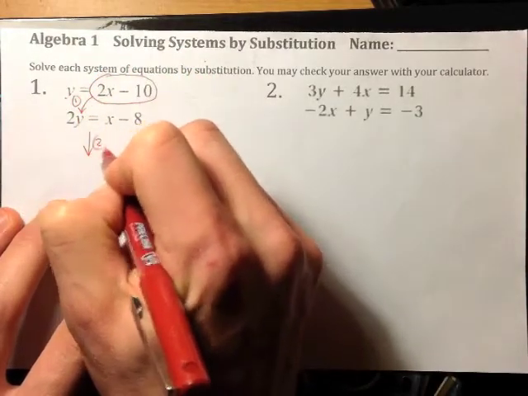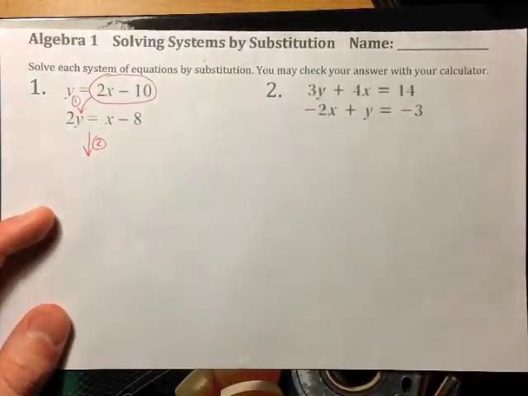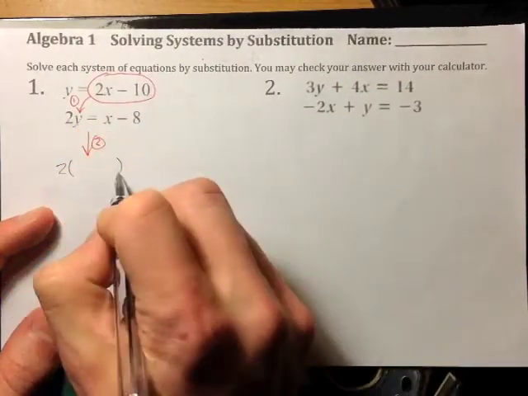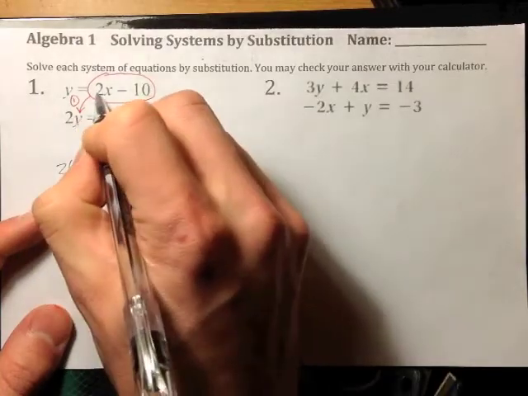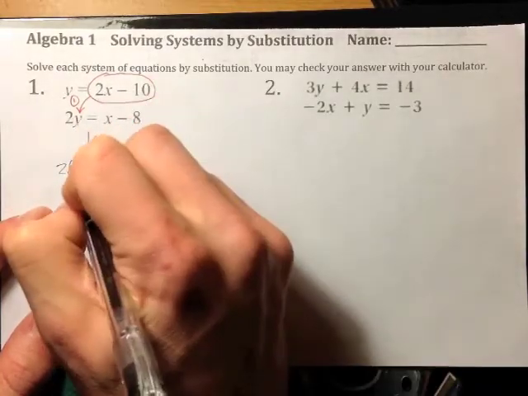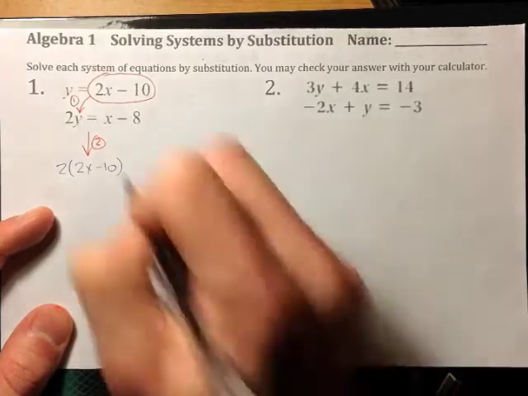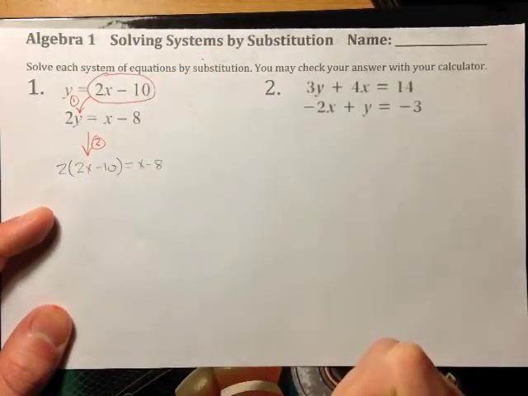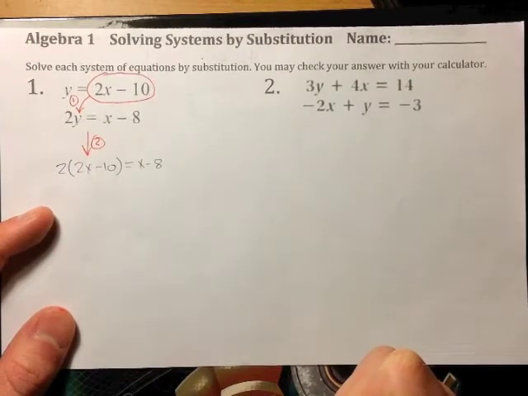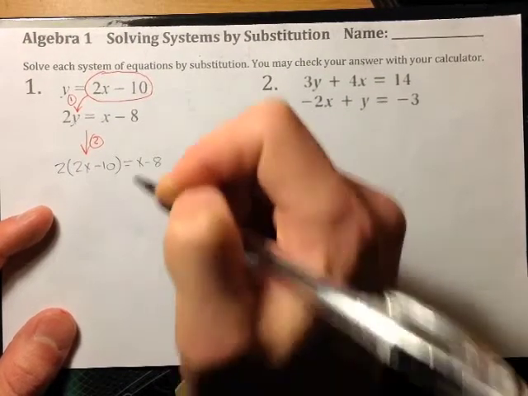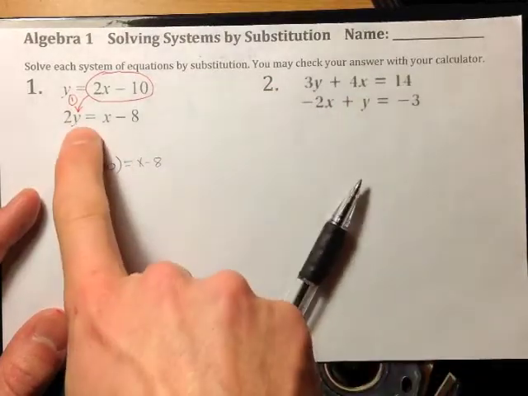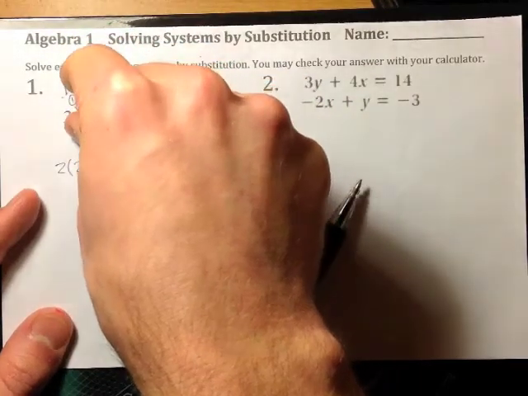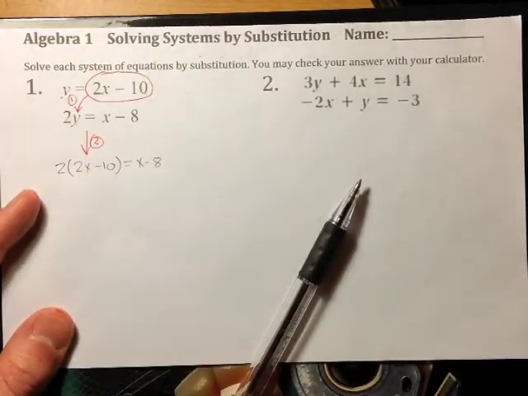My step 2 is going to be to replace the y in the second equation with a set of parentheses. Inside those parentheses are going to be 2x minus 10 and then equals x minus 8. That is the easiest first step to do, but you have many different possible first steps. For example, you could solve the second equation for y and then set the two equations equal to each other after that. But this is the easiest thing to do.